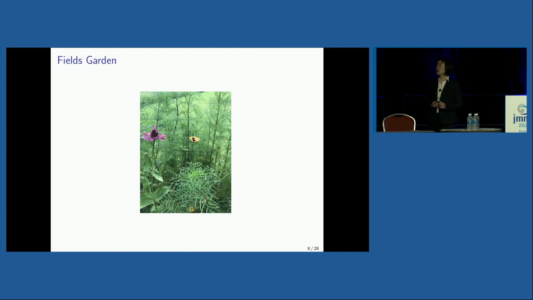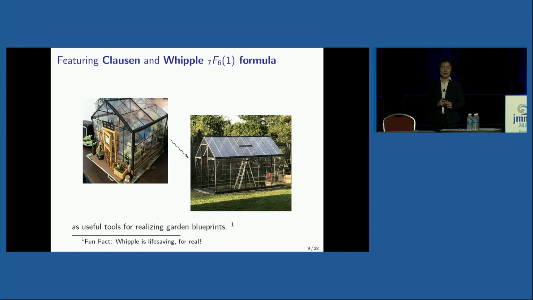Okay. So with that, we will conclude the walk in the Oak Garden and move on to the Fields Garden, featuring two important formulas. They are very useful for me as tools to build garden projects. The first one is called the Clausen formula. The second one is called the Whipple 7F6 formula.